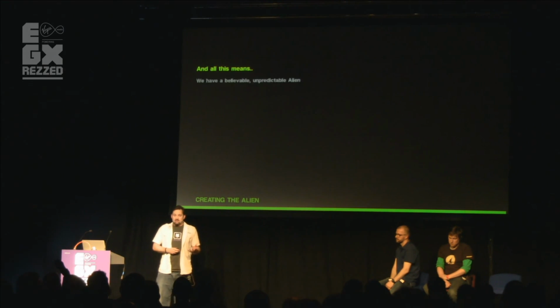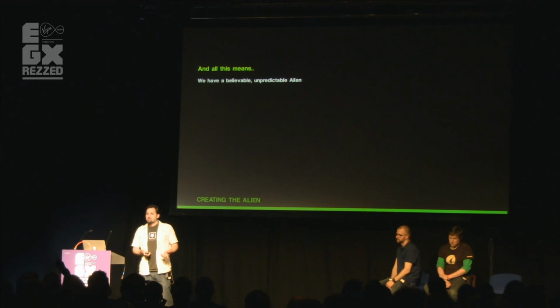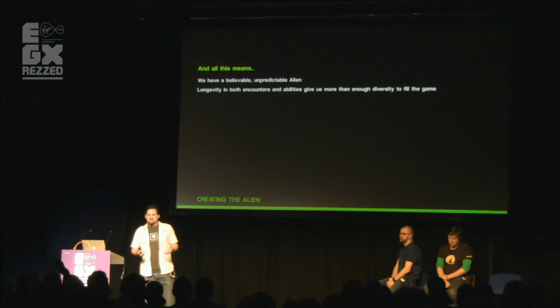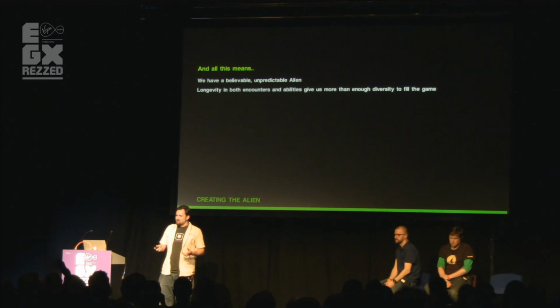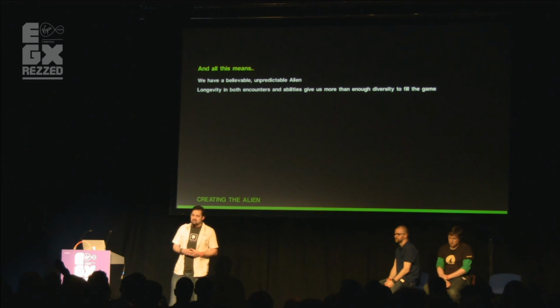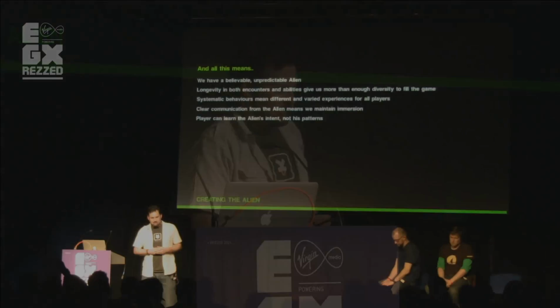So when we put this all together, it means that we have a believable and unpredictable alien. There's longevity in both the encounters and the abilities, because as you learn new things and craft things in the game, the alien adapts to it and changes its behavior. And the systematic behaviors mean that it is different every single time. Clear communication from the alien means you're not caught out and you roughly know if you've done something wrong. And the player can learn the alien's intent, but not his pattern. Here's an example of how it looks in the final game.